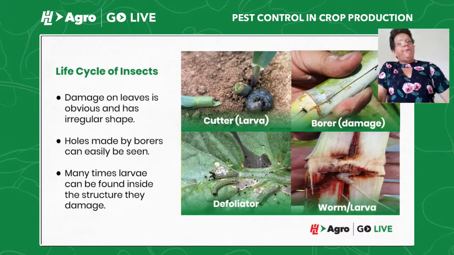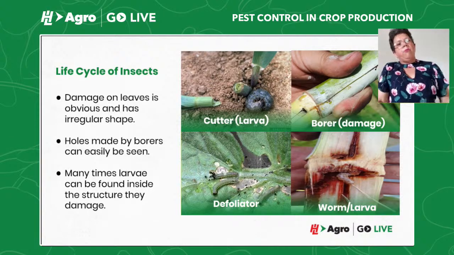On the upper left, you have an example of a cutter. Normally, a cutter belongs to a certain genus and is very specialized. The larva lives longer and it's very hard to kill. It has a very hard skin.